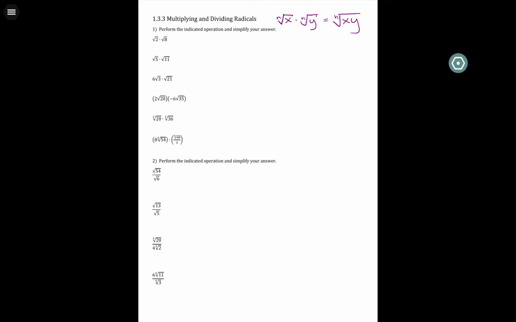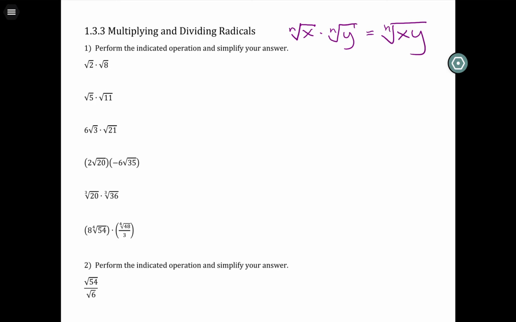So here, and there's kind of a two options thing going on here again, maybe even three, but I'm just going to show you two. We can jump straight to that property and say, okay, the roots are the same, so I can combine that into a single root of 2 times 8, which is 16, and that's very nice. Square root of 16 is 4.